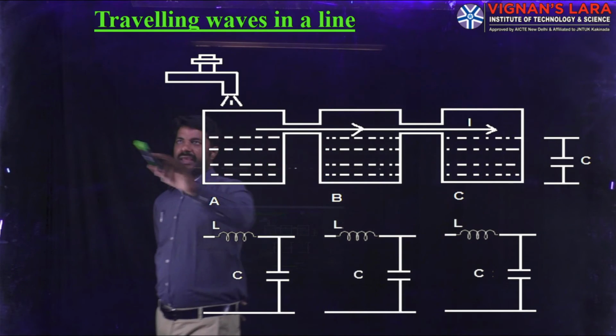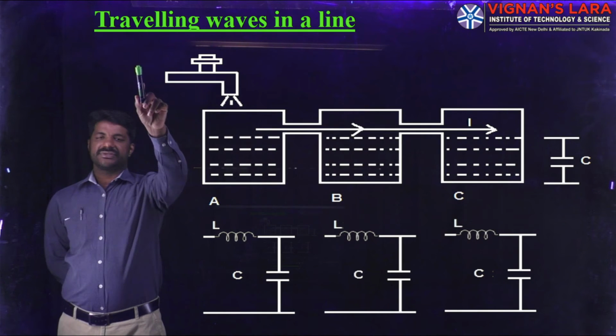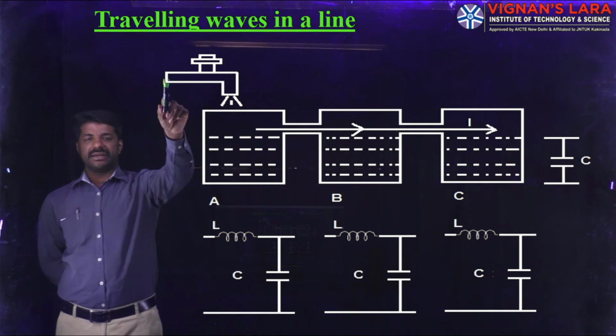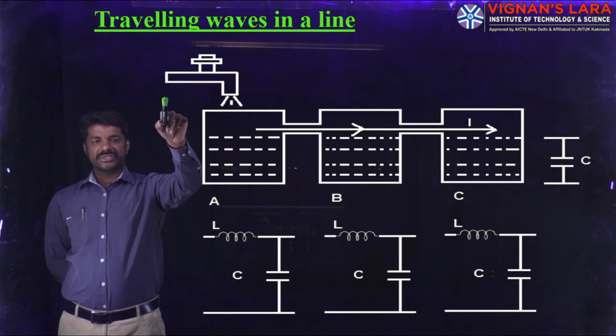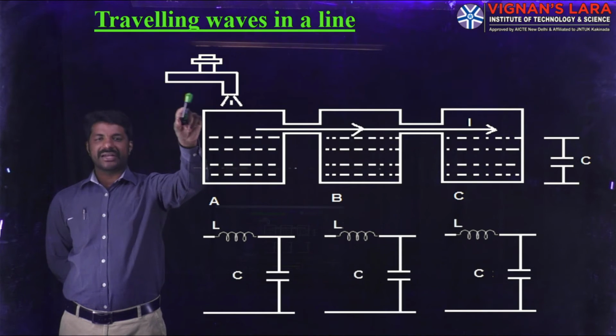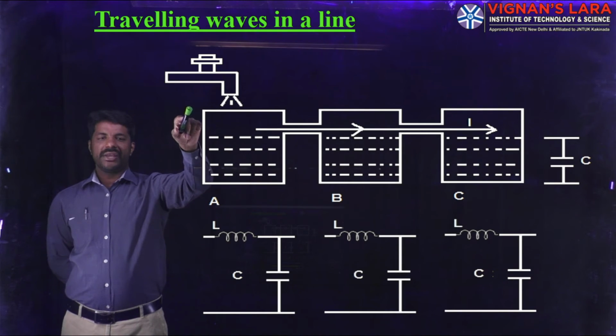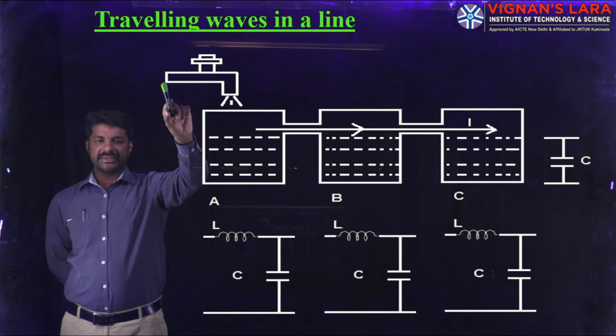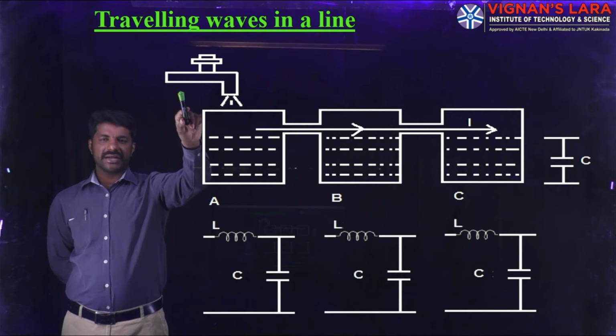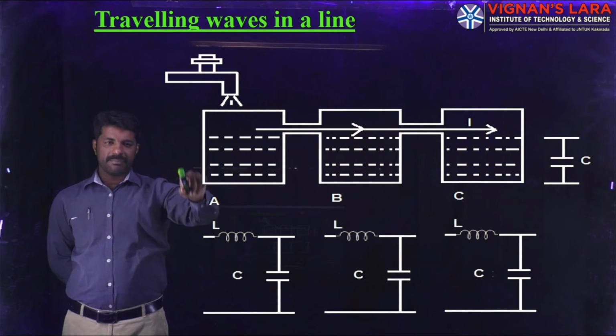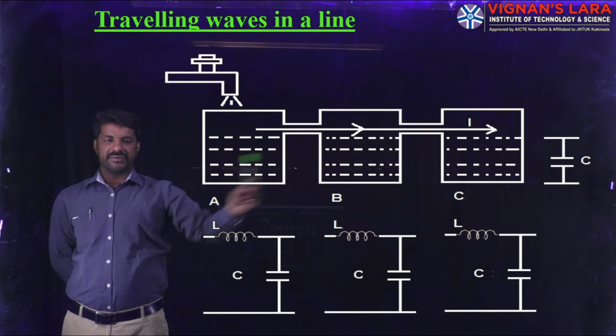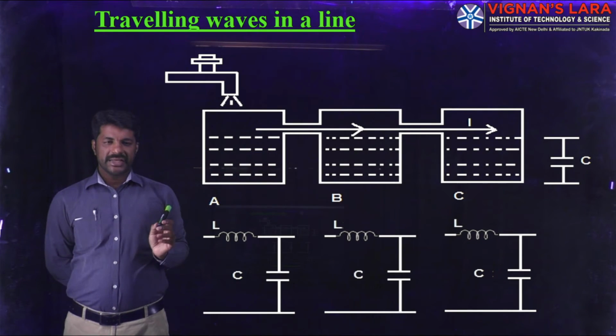Then here the main source acts. What is this main source? The main source is nothing but, in our example, the water tap. So whenever the valve is opened, the water starts filling the tank by tank and reaches the third one. So it will take some time.